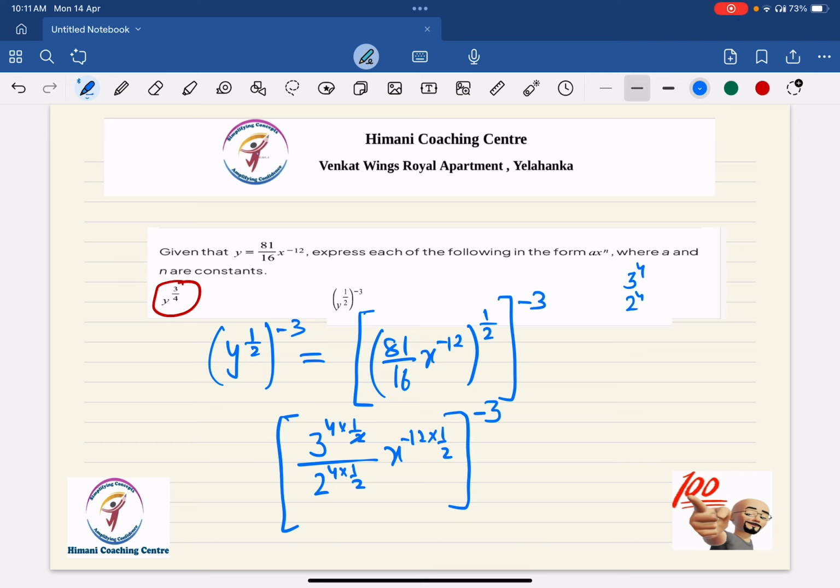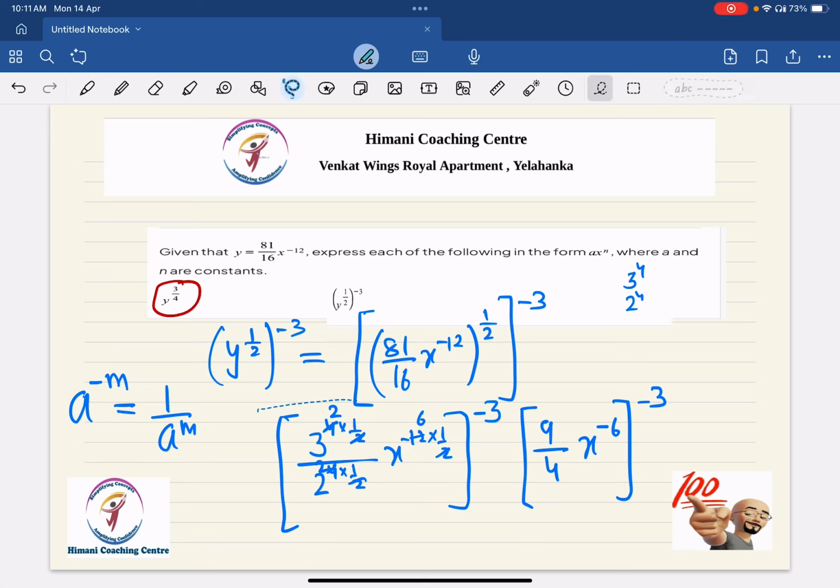Okay, now this will become 3 square, this will become 2 square, this will become minus 6. So what are we getting? We are getting 9 over 4 x to the power minus 6. Okay, and this has a power of minus 3. Now students, there is a formula that a to the power minus m can be written as 1 by a to the power m. So if we want to make the power positive, we can just reciprocate inside. So let us do that and we will get the final answer.